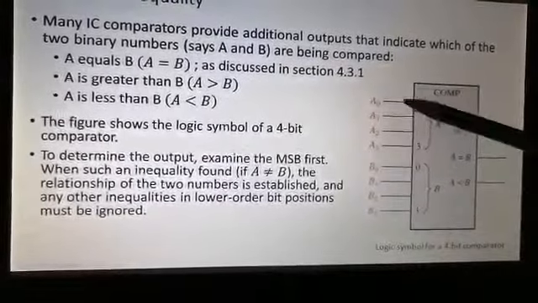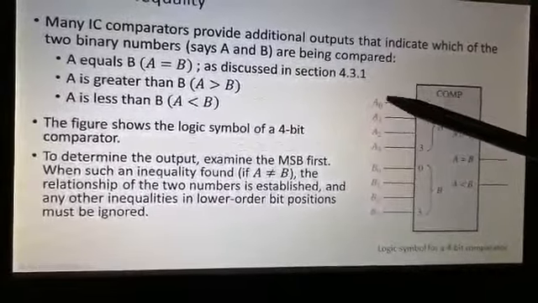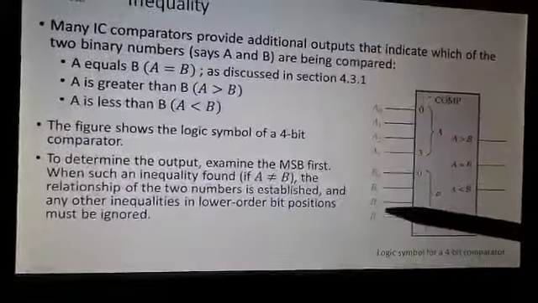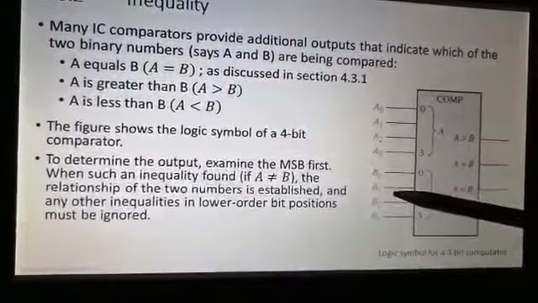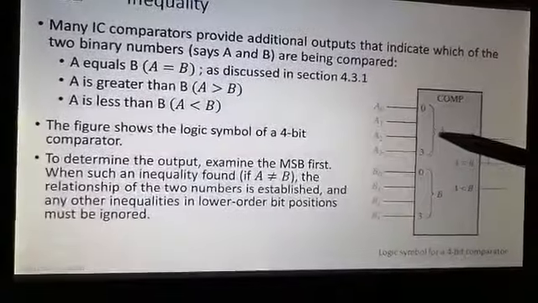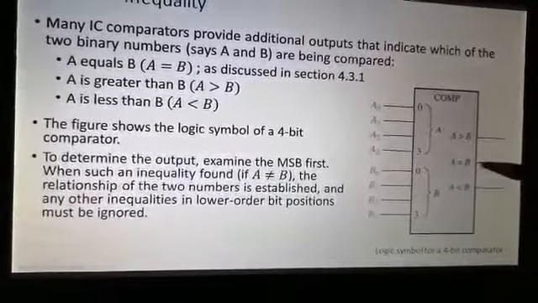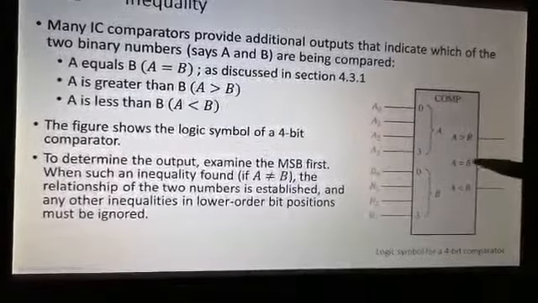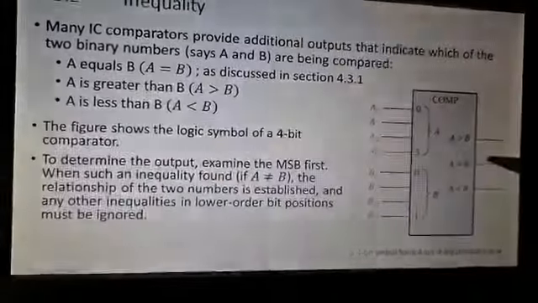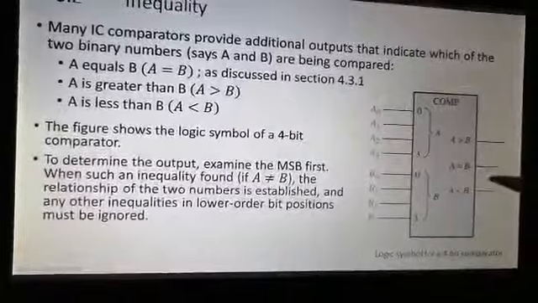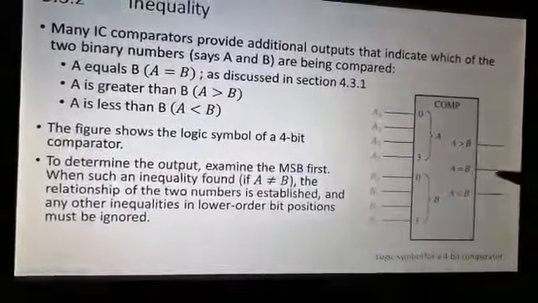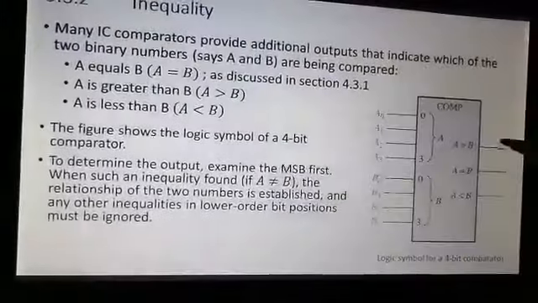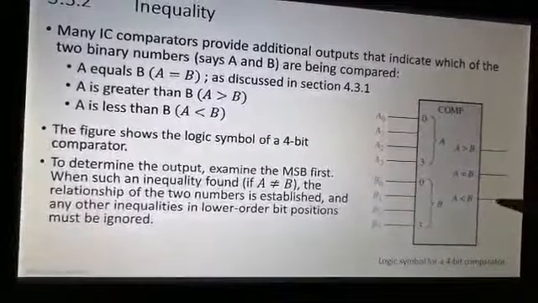For example, the first we have A0 until A3 as 0 0 0 0, and B0 until B3 also 0 0 0 0. Then we know the answer will be A equals B, so this output will be active. Because the inputs are the same, automatically the output will be here, so this one will be 1, the rest will be 0. Active will be 1, and this one will be not active, low, so it will be 0.